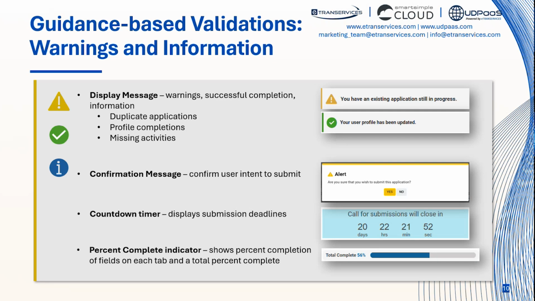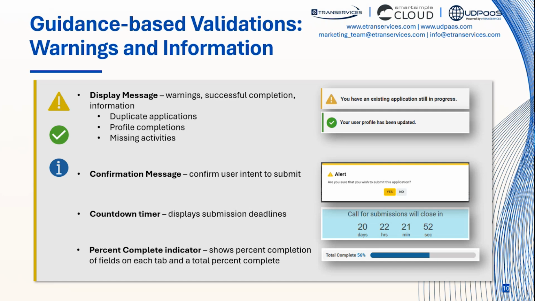And there are other types of helpful guidance-based messages, such as a confirmation message. This lets the applicant confirm that they're about to submit. So when they hit that submit button, this will pop up and they'll have to say yes if they're ready to continue.